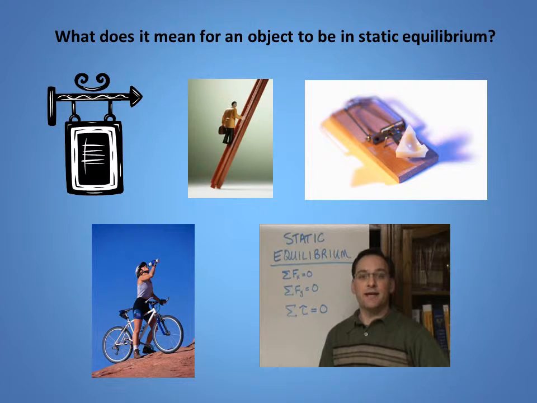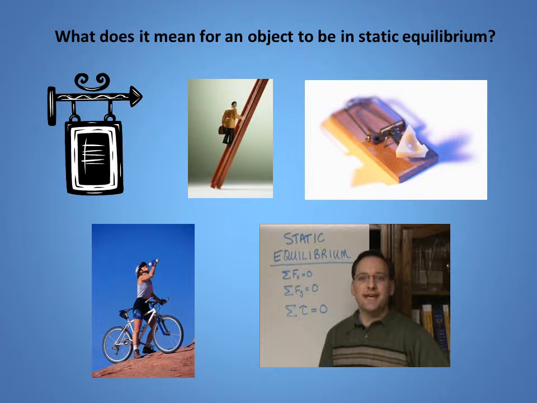The word static here means that objects are not moving. Typically, when we describe objects in equilibrium, we refer to balanced forces and torques on the object, which would imply a constant velocity of 0 or some value. When we talk about objects being in static equilibrium, we refer to objects that have balanced forces and torques that have 0 velocity. They're not moving at all.